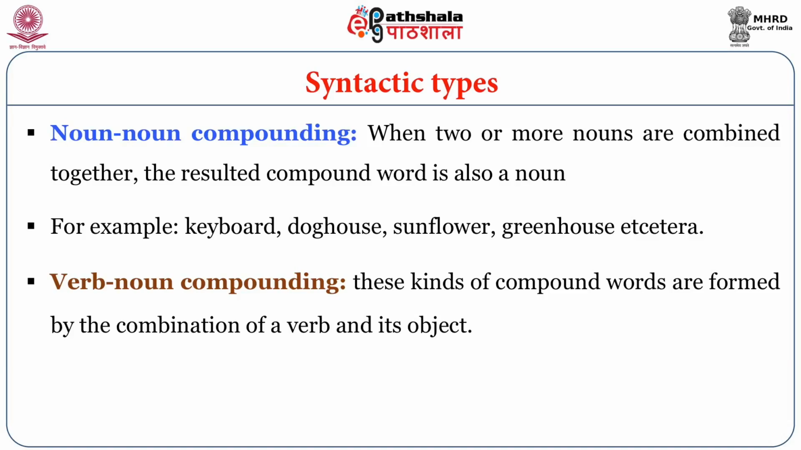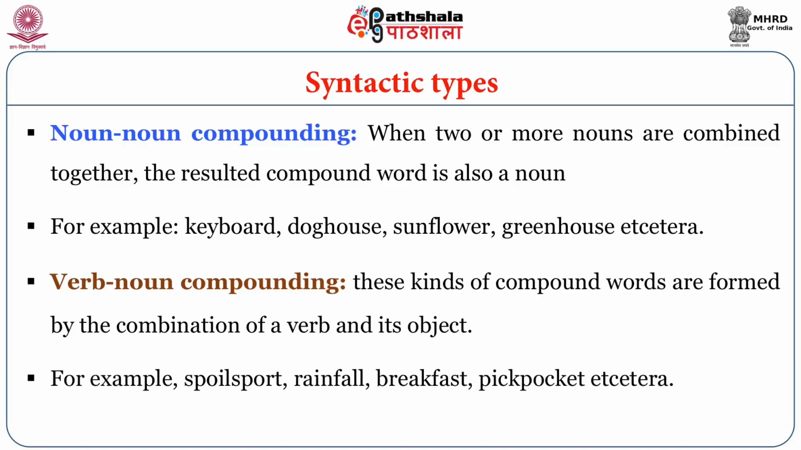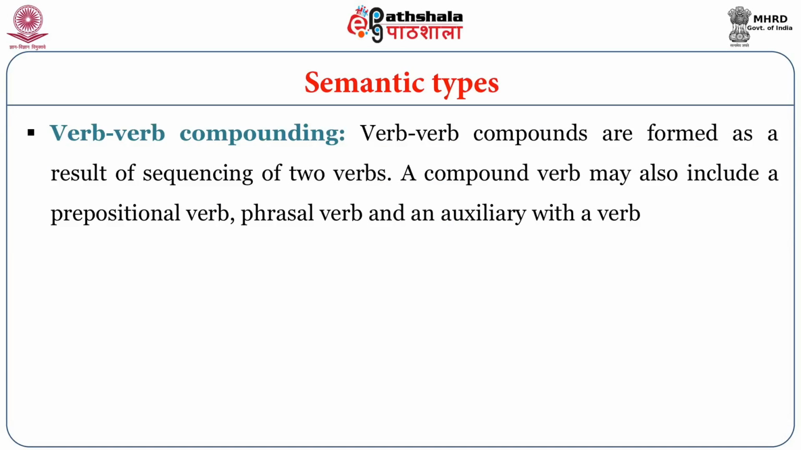These kinds of compound words are formed by the combination of a verb and its object. For example, rainfall, breakfast, pickpocket, etc. When we say breakfast, somewhere it is a verb and then a noun, but what we get is another object. Just like noun compounding, we also have verb compounding.